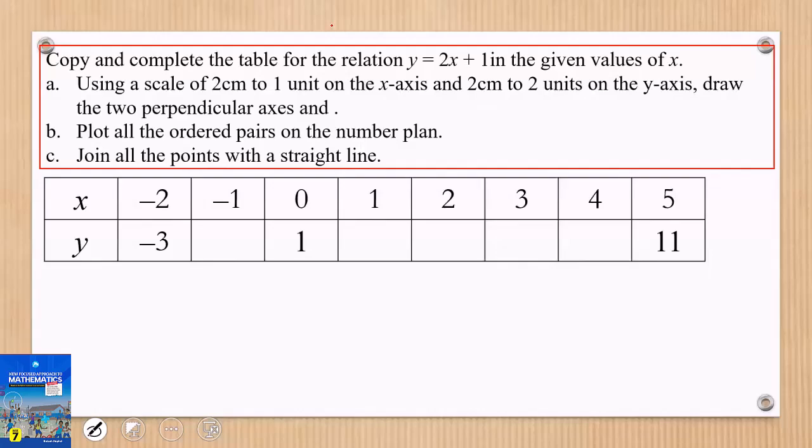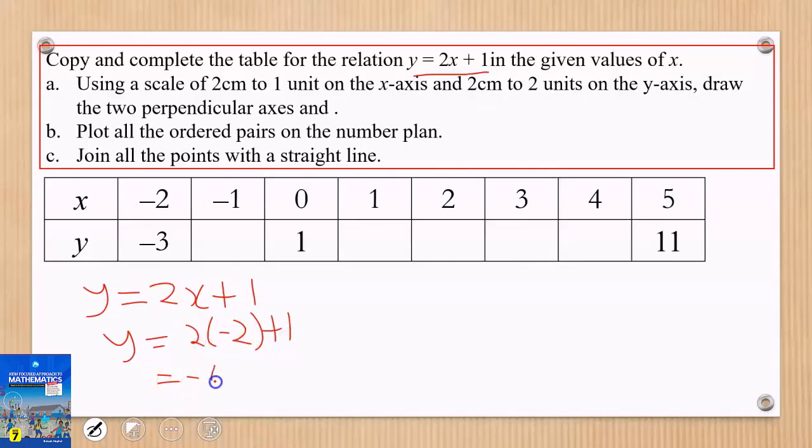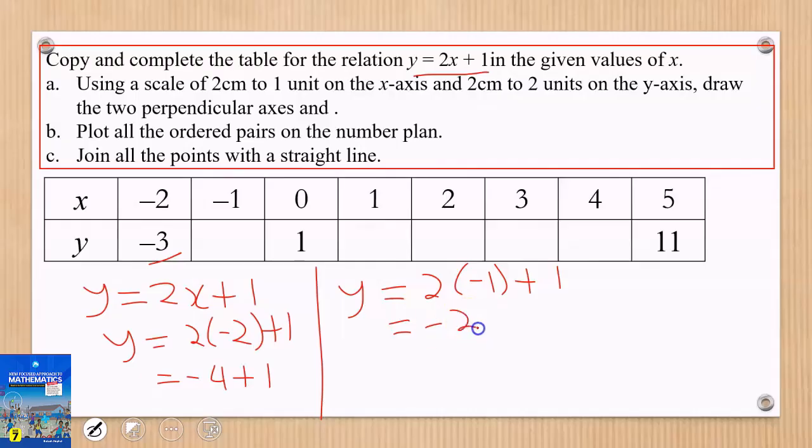Okay, so what will happen now? We have a relation to work with. So first of all, when x is -2, what is y? y will give us -4 plus 1, which is -3. That's been given. When x is -1, and remember that you can choose not to do all these calculations, you can just do it mentally and put your answer there. The most important thing is to get the table correctly, so you can plot all the points exactly as it's supposed to be. So this will give us -1, right?